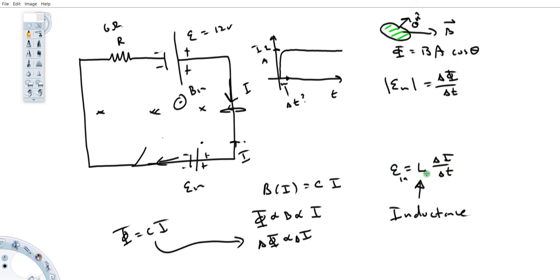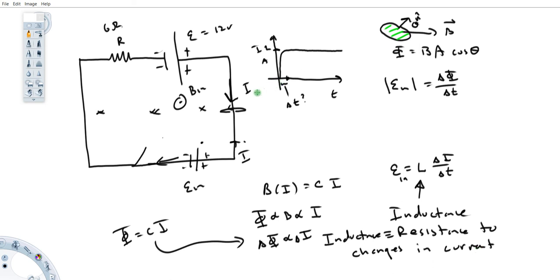So again, this property right here is what's called the inductance. I like to define it like this. Inductance is defined as resistance to changes in current. When a circuit has a very high inductance, it means it's very difficult to change the current. When it has a very low inductance, it means it's easy to change the current.